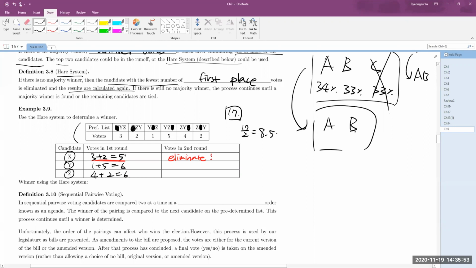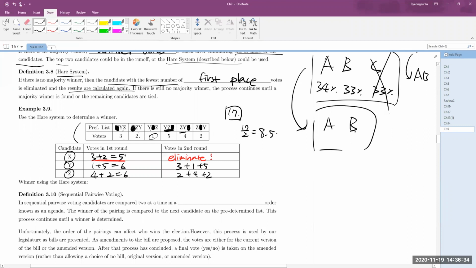Then for the first preference list, definitely 3% think that Y is better than G, so 3% is counted as candidate Y, and 2% think that G is better than Y, so 2% is counted as G, and the one voter thinks that Y is better than G, so this one voter will be counted as a vote for Y. And in this first preference list, definitely 5 people think that Y is better than G, so these 5 people are also counted as votes for Y. And in the fifth one, 4 voters think that G is better than Y.